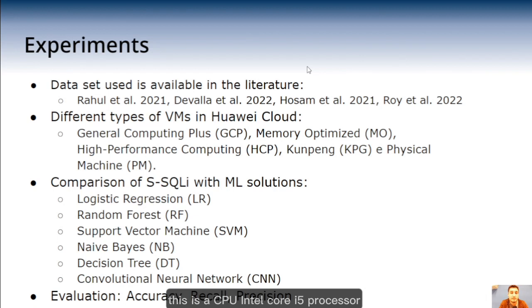This is a CPU Intel Core i5 processor, with memory of 8 gigabytes DDR4, and SSD of 256 gigabytes. In addition, we compared this proposal with various machine learning solutions and evaluated the accuracy, recall, and precision.